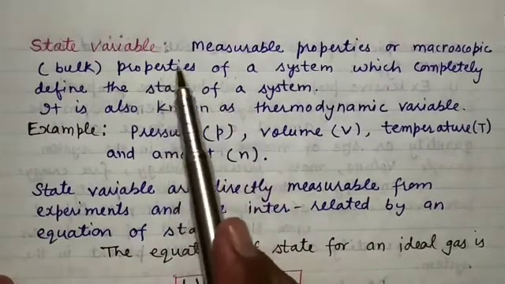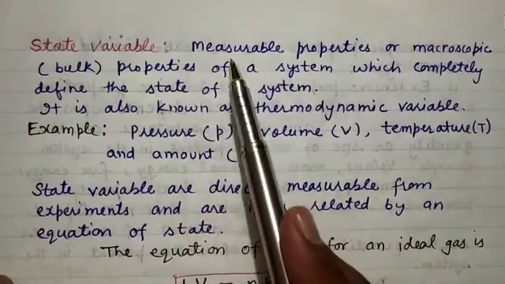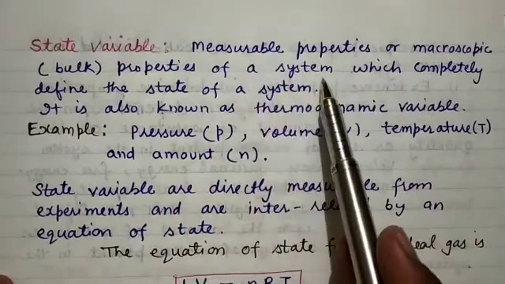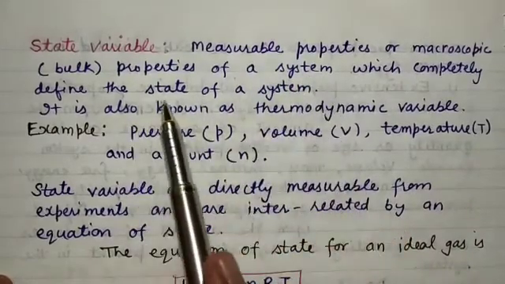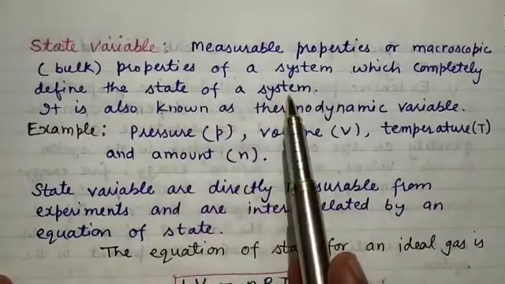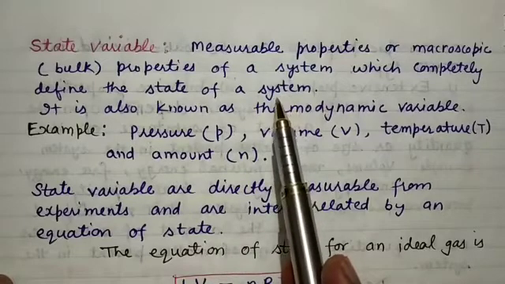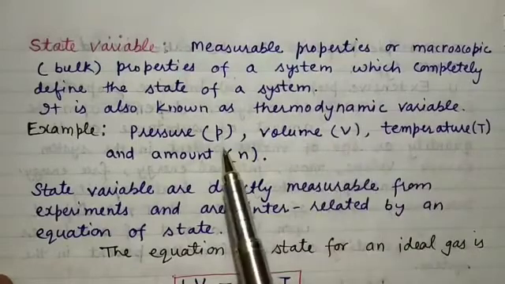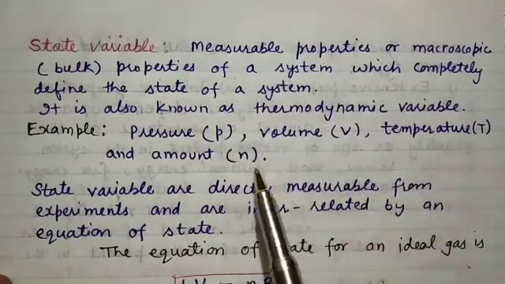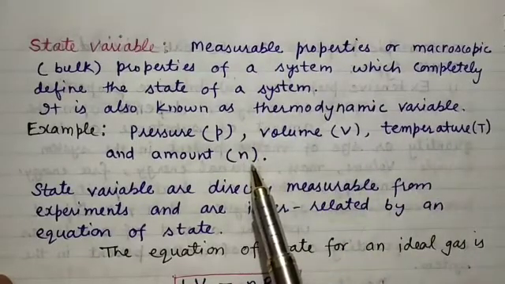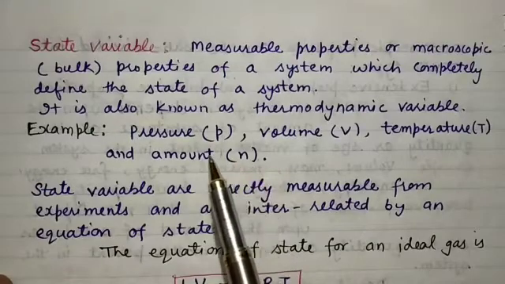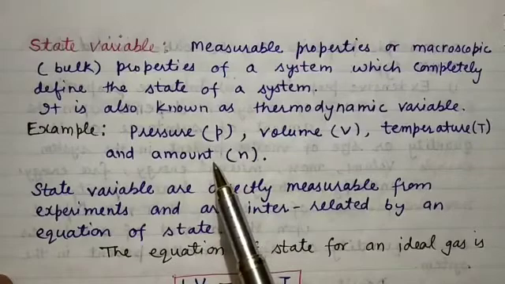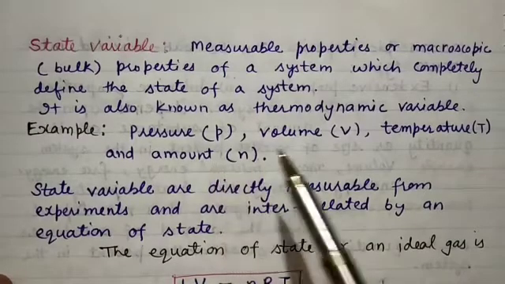State variables are the measurable or macroscopic properties of a system which completely define the state of a system. They are also known as thermodynamic variables. Examples are pressure, volume, temperature and amount of substance. These are called state variables, which define the state of a system completely.